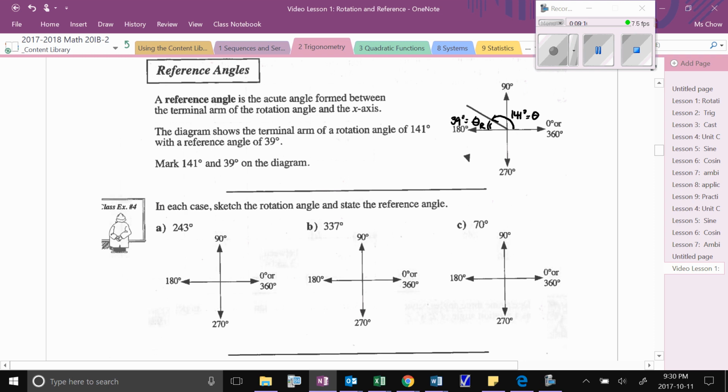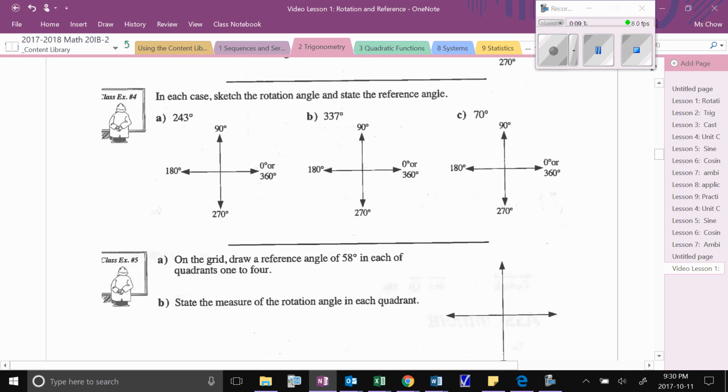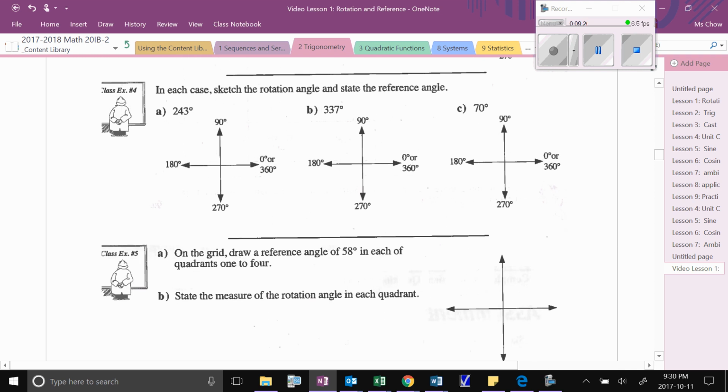So let's take a look at class example 4. I'll do the first one with you and you can try the others. So 243 degrees we recognize is in quadrant 3. 243 degrees is 27 degrees away from 270, or 63 degrees away from 180 degrees. So again, with a little bit of accuracy, we're about 2/3 of the way through, so somewhere around here.